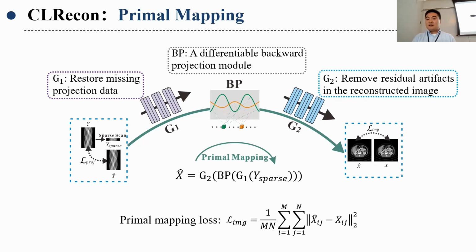When the sparsity level is high, it's difficult for the projection domain network G1 to recover the missing data, resulting in an unclean removal of artifacts and noise in the reconstructed image. Therefore, an image domain network G2 is required to further remove the residual noise and artifacts in the reconstructed image. Since each subnetwork needs to be optimized simultaneously in the training process, a differentiable backward projection model is needed to fit the error in the image domain to the projection domain.